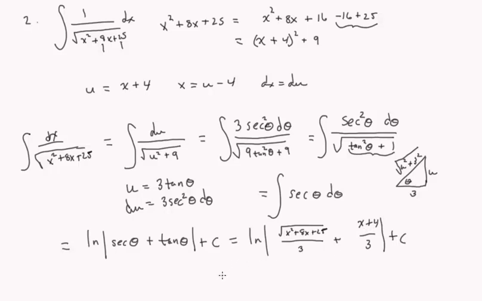Now if I was putting this into calculator form, I would write it as natural log square root x squared plus 8x plus 25 plus x plus 4 plus c, because I could write that as natural log of numerator minus natural log of denominator, which is natural log 3, which then gets embedded into the c. So that's the calculator form.